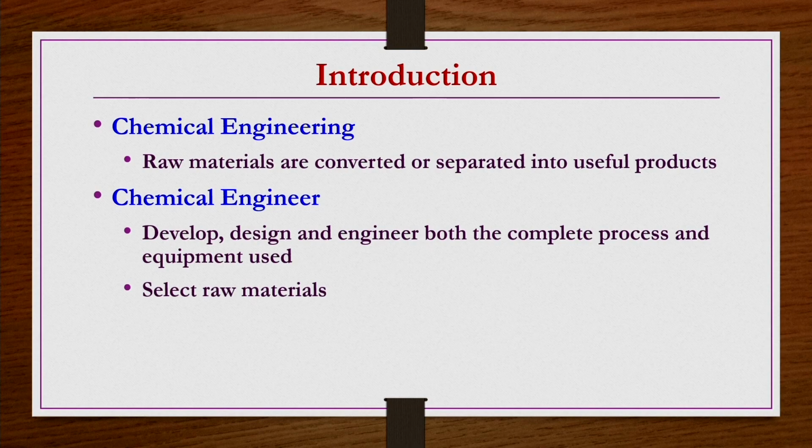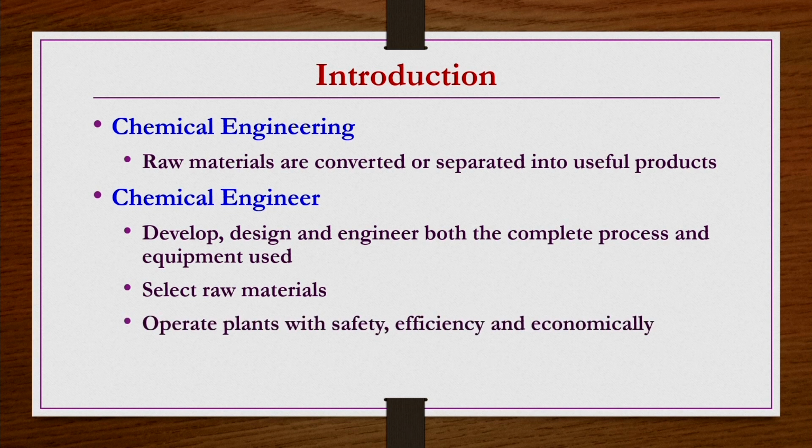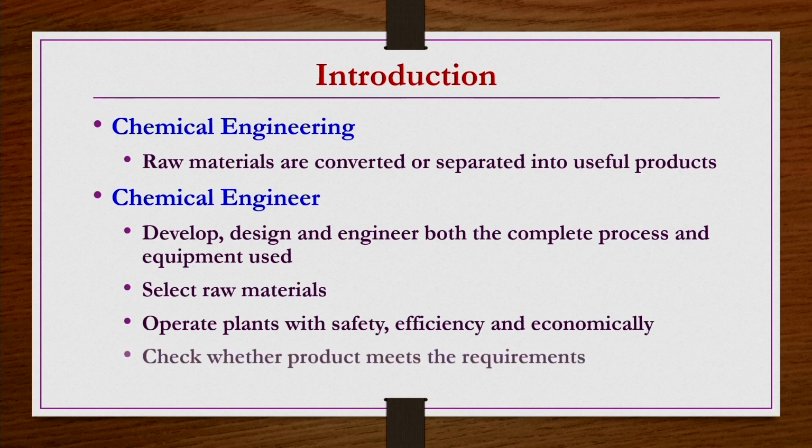Selection of raw material is also very crucial in order to get economically better results from chemical plants. Then, most importantly, operating the plant with safety priority. First is safety, then efficiency, then economics, in which the engineer must be able to operate the chemical plant. And finally, check whether the products meet the requirements of the consumer or not. So, these are the general expectations about chemical engineering.